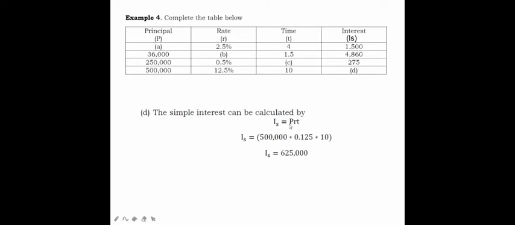So, multiply lang natin yung principal times the rate times time. So, we have principal which is 500,000 times the rate which is 0.125. So, 12.5% in decimal form, you have 0.125 times 10 years, that is our time. So, the product is equivalent to 625,000. So, for your 500,000 in 10 years with 12.5%, then the interest is 625,000. The simple interest is 625,000 for 10 years.